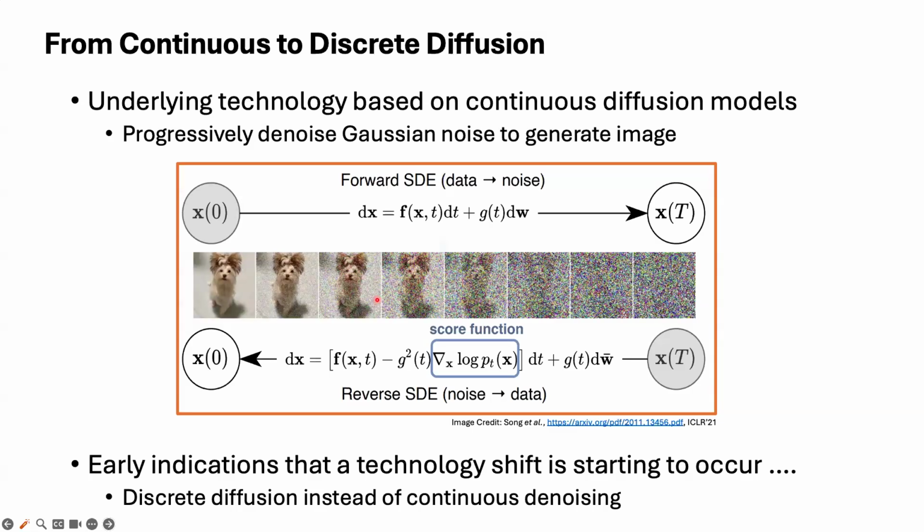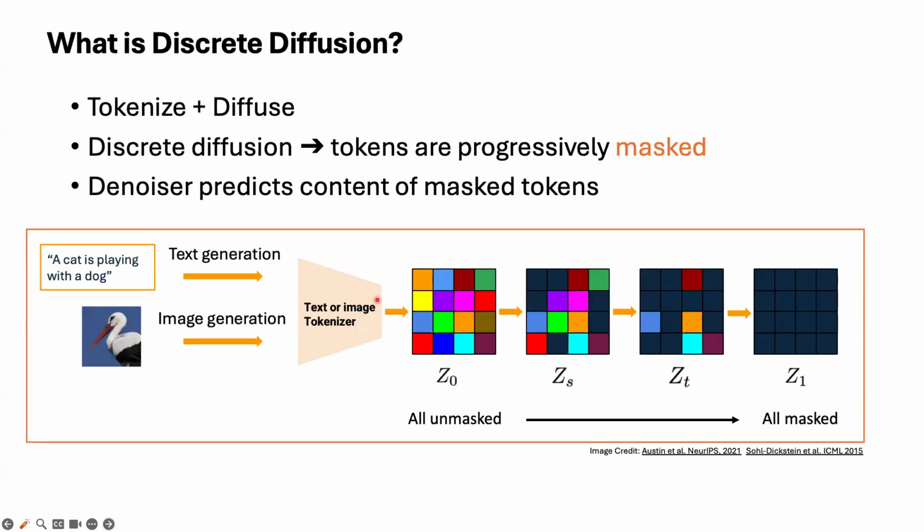The bulk of today's talk is not about this, but there are early indications that a shift is starting to occur, and there's a lot of interest in something called discrete diffusion instead of these continuous denoising models. Some of you know diffusions, perhaps others have not played with them. So what exactly is a discrete diffusion? It's essentially the following.